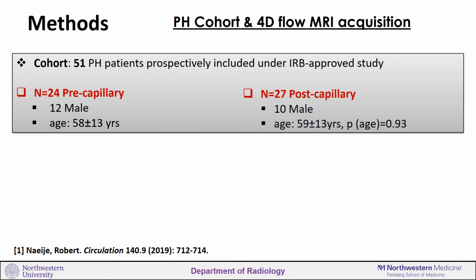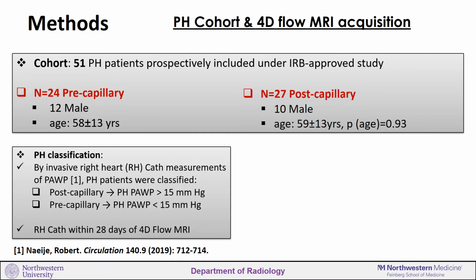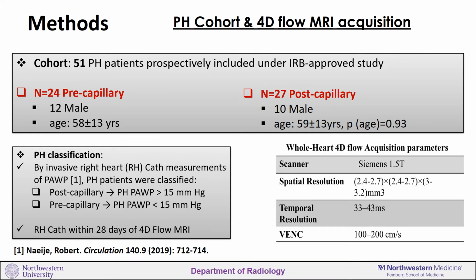Our cohort included 51 pulmonary hypertension patients that were prospectively included, accounting for 24 pre-capillary and 27 post-capillary patients that were matched for age and gender. They were classified based on the gold standard right heart catheterization that was performed within 28 days of the 4D flow MRI. We used whole heart 4D flow acquisition parameters as a standard, as listed here.